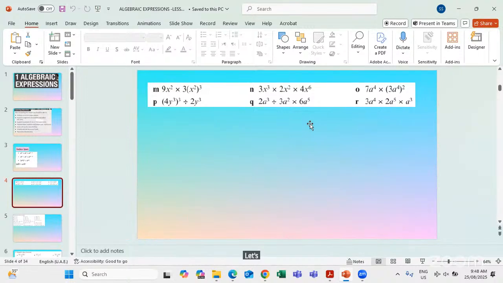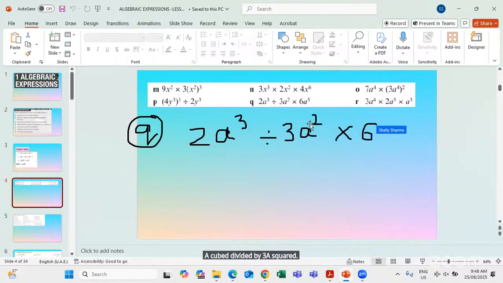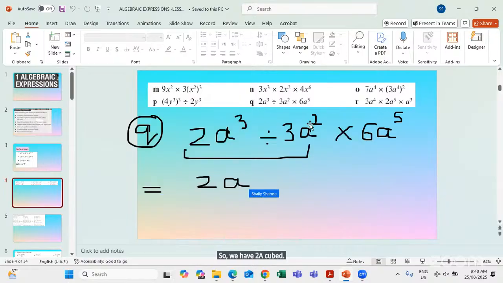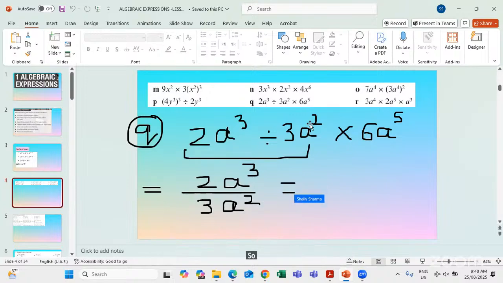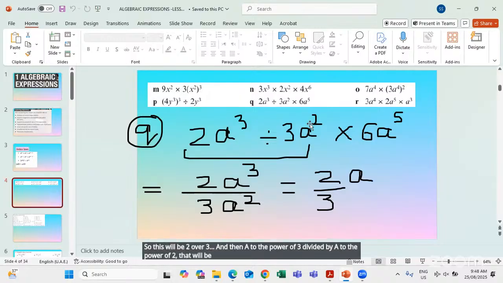Let's try question Q. Question Q is given as 2a cubed divided by 3a squared times 6a to the power of 5. Because we have division and multiplication, we will start from left to right. So we have 2a cubed, and then we have to divide it by 3a squared. So this will be 2 over 3, and then a to the power of 3 divided by a to the power of 2, that will be 3 minus 2, which is 1.